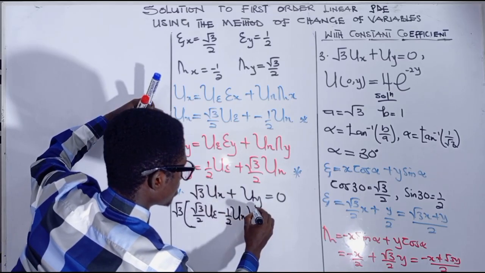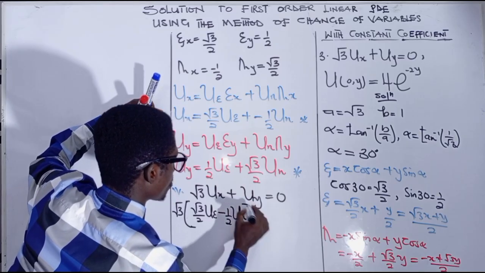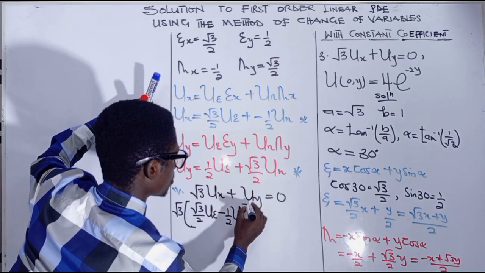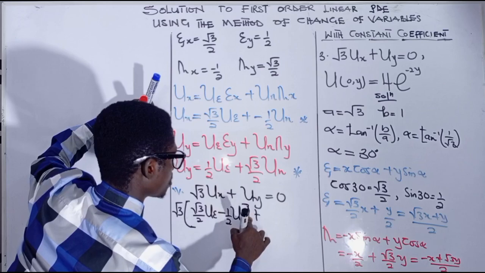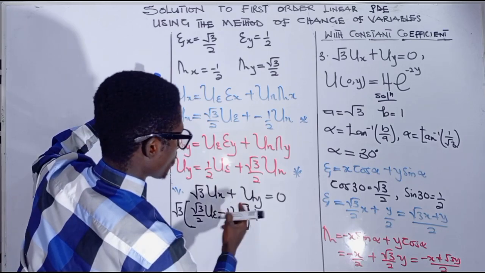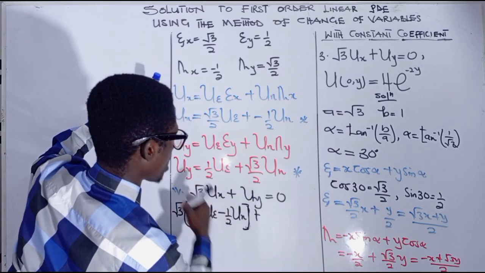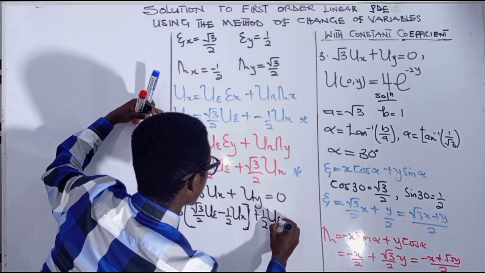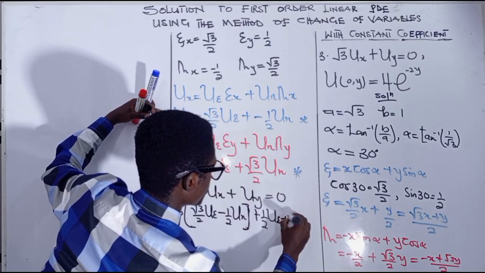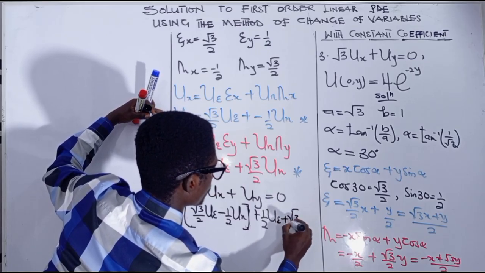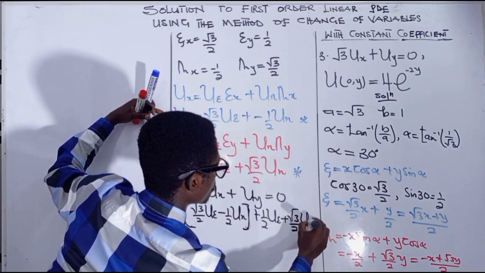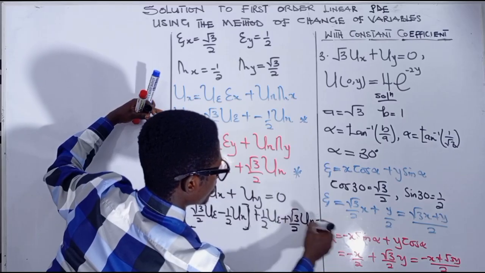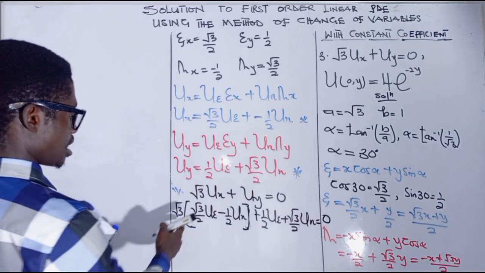Then we have our plus. So we have u_η. So this is u_η. That is, 1 over 2 u_ξ plus root 3 all over 2 u_η is equal to what? 0. So let's expand this bracket.